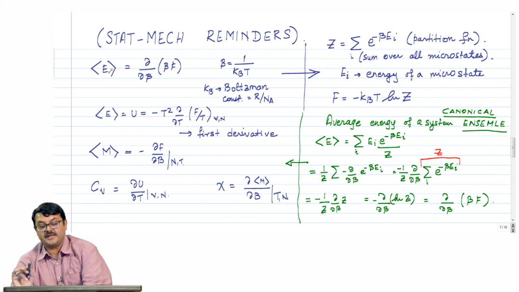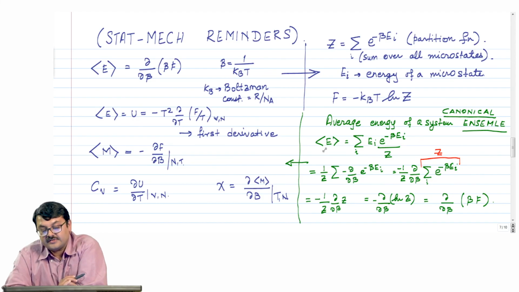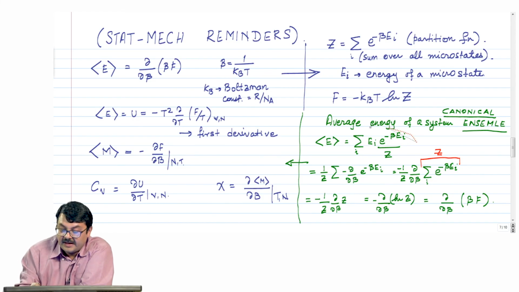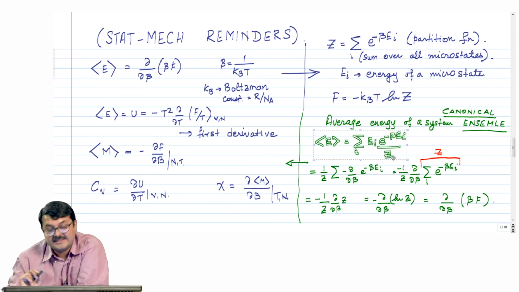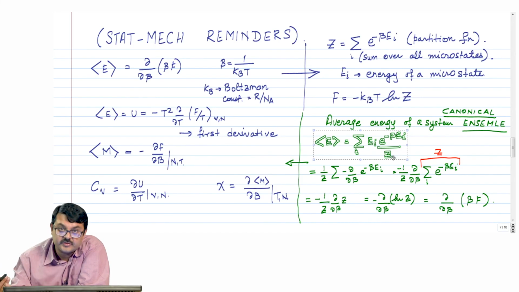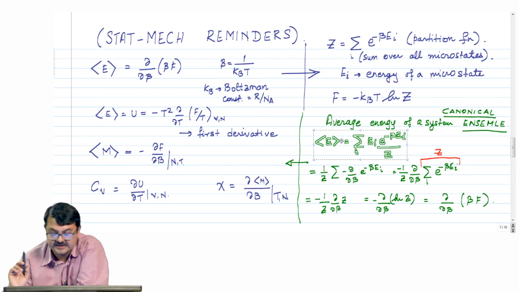Why are you able to calculate that? I shall just remind you that the average energy of the system can be written by this expression. It is basically a sum over all microstates of the energy of the microstate times the probability of accessing it, e to the power minus beta E_i by Z. This is the general formula. Different microstates are accessed with different probabilities depending on the energy, and you do a weighted average of the energy of each microstate, and that is how you get the average energy.